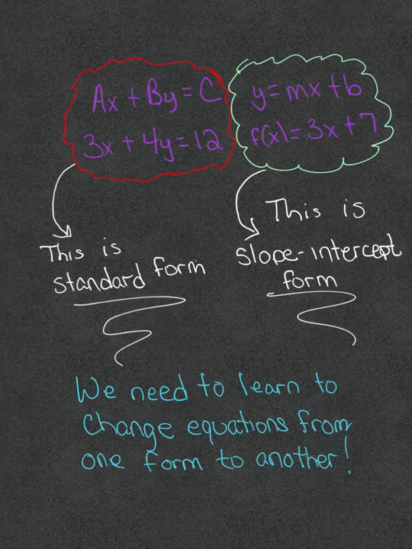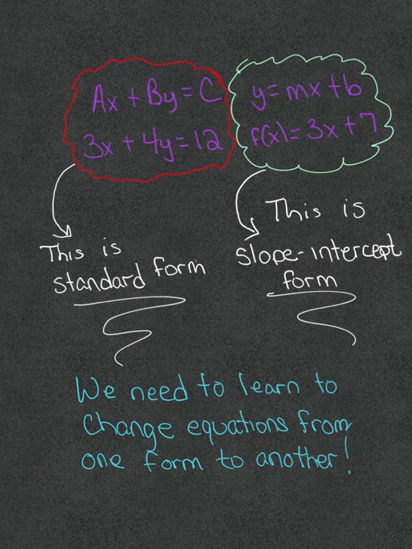Hello everybody. So today we're going to talk about switching an equation from standard form into slope-intercept form. And I recommend you jot down these notes or save them somewhere. The standard form, ax plus by equals c, that's your algebraic expression. And then I gave you a numeric expression, 3x plus 4y equals 12.